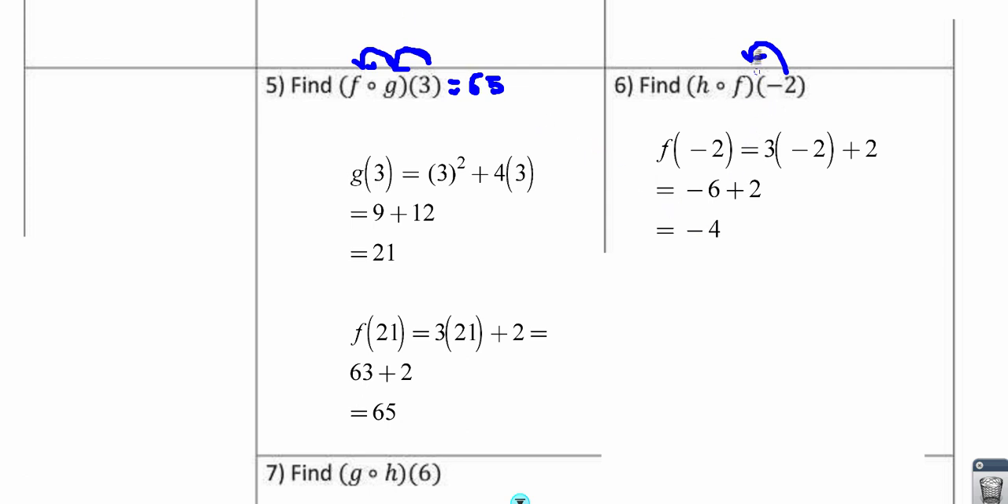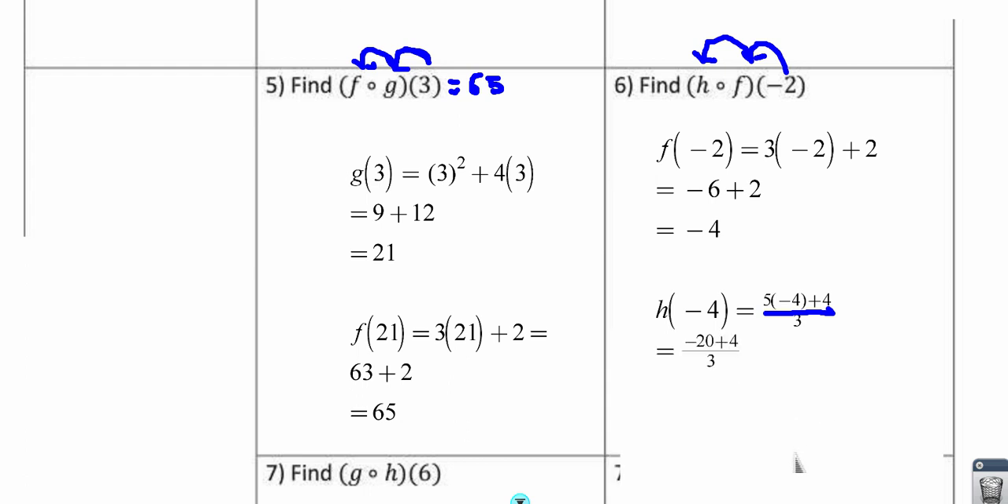Now I'm going to take this negative 4 and plug that into h. So h of negative 4 is 5 times negative 4, and this should be divided by 3. So 5 times negative 4 is negative 20. Negative 20 plus 4 is negative 16. And negative 16 over 3 does not reduce, so that is our answer.